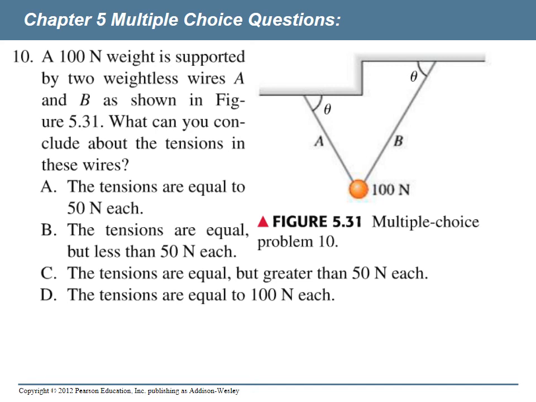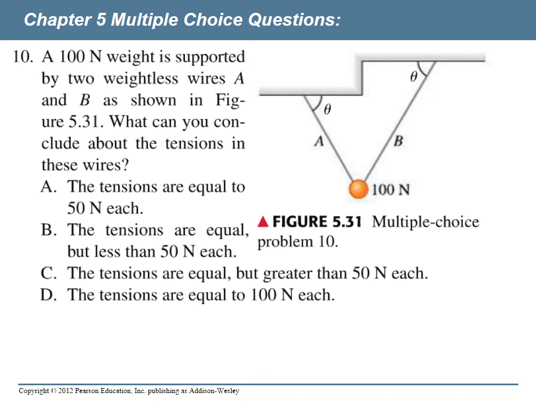So in problem 5.10, we have this 100 Newton ball here that is being suspended by these wires A and B. And it says, what can we tell about the tensions, right? And they're at the same angle theta, right? So we have this angle theta, both of them are coming down.